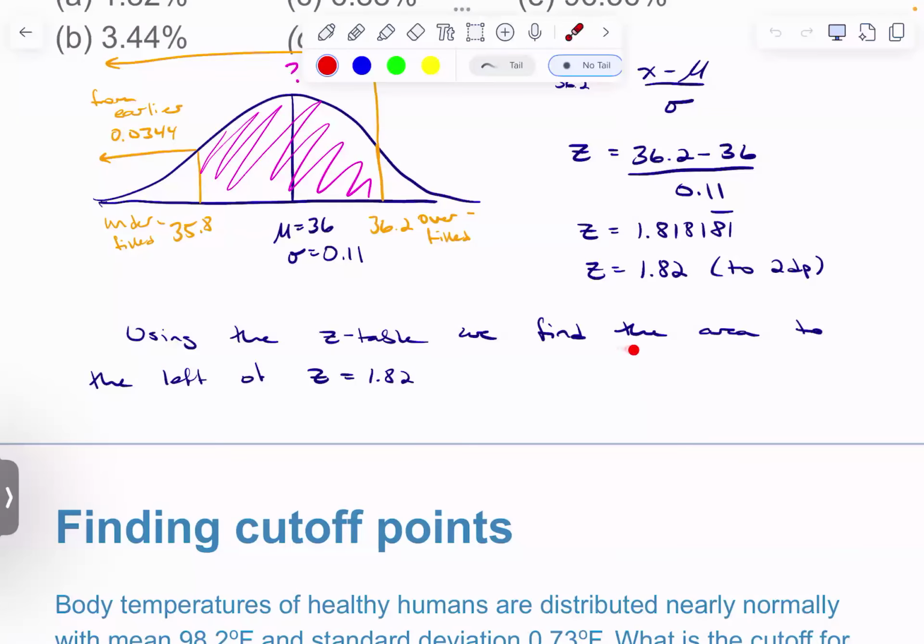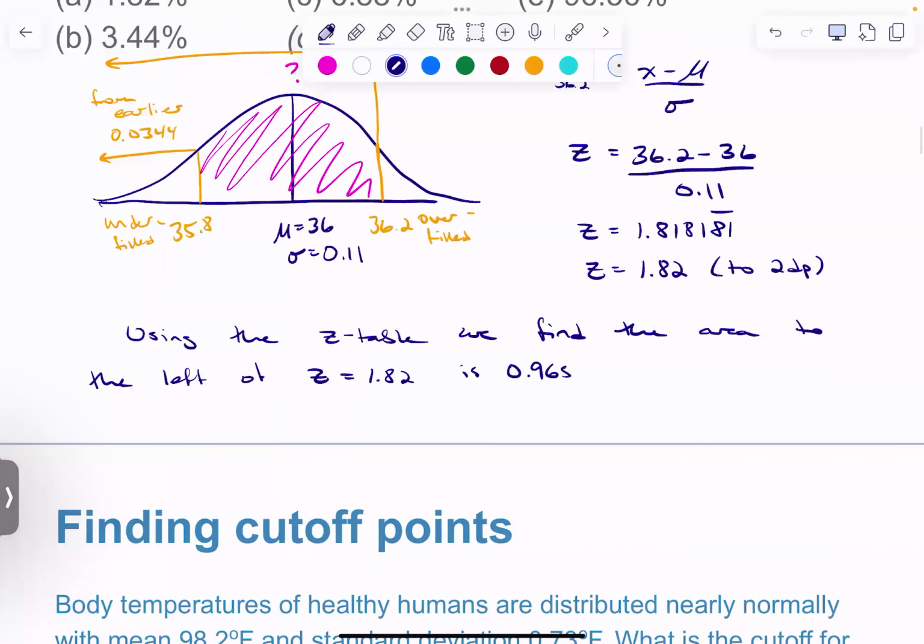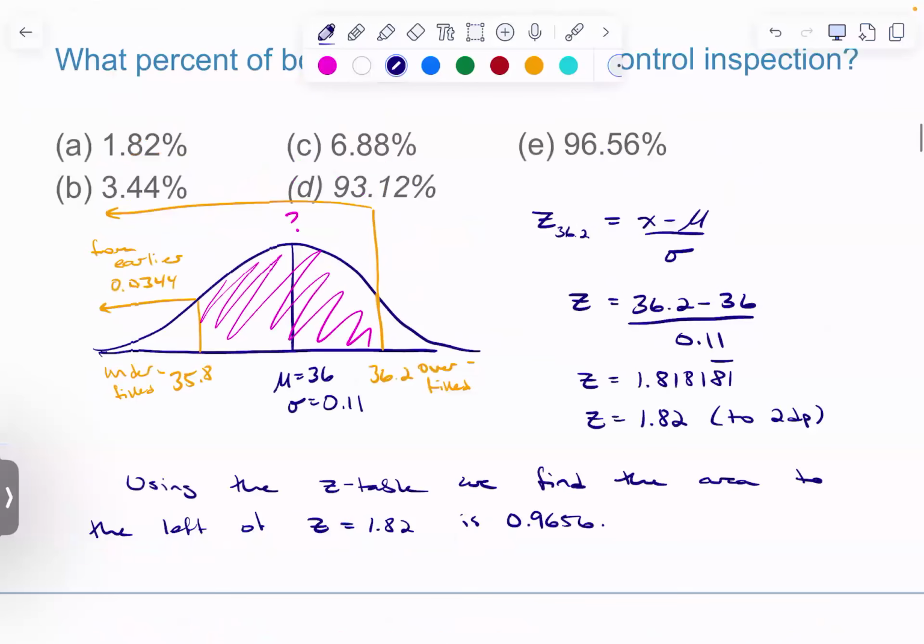So then, using the Z table, we find the area to the left of Z equal to 1.82 is 0.9656. Uh-oh, I lost it. Better go back. 0.9656. Blab too much. So if you wanted to, we could write 0.9656 up here, instead of shading. Sometimes I find the shading helpful. Most of the time I find just the arrows a little bit cleaner, right? But they're both talking about the areas.